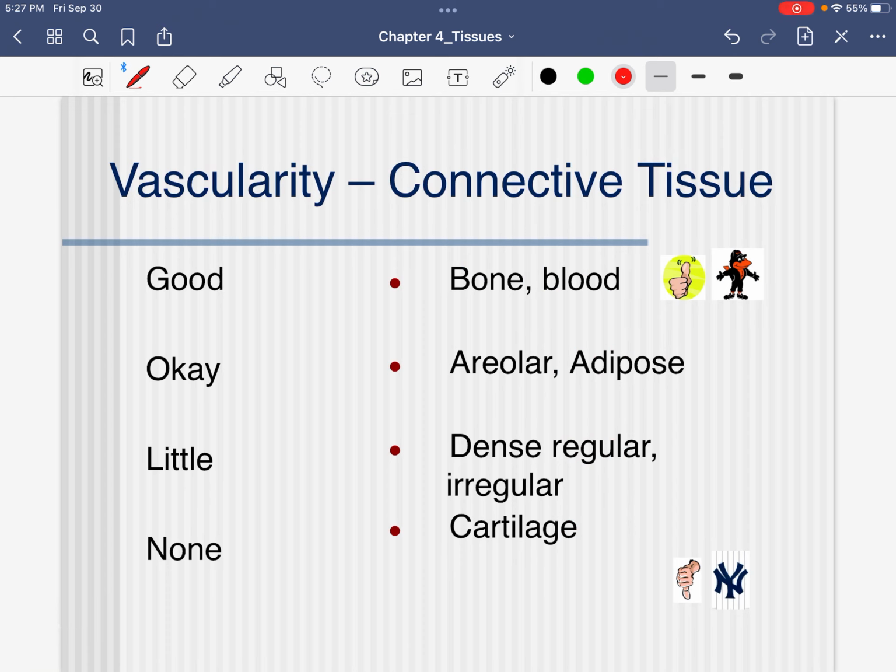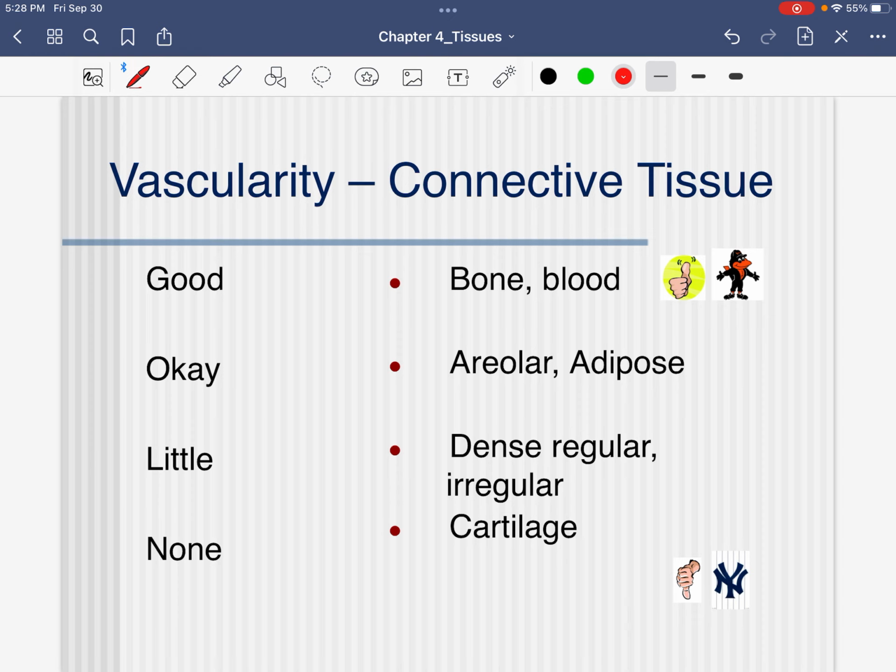So, I just want to end the connective tissue by talking about vascularity. Connective tissues can look very different, and also the blood supply within connective tissues can vary widely. Some connective tissues have a very good blood supply. Other connective tissues have a very poor blood supply. And this is unlike, for example, epithelial tissue. Epithelial tissue, by and large, has a really good blood supply. It gets it from the connective tissue underneath, but it still has access to a good blood supply, but not always the case for connective tissue.